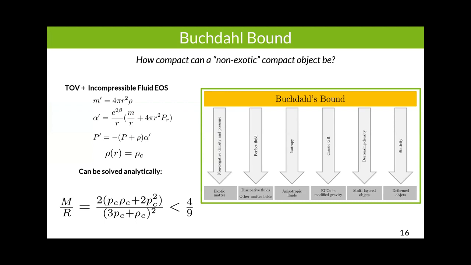So again, this is related to this problem of the Buchdahl bound, right? If you take, for example, the TOV equations with an incompressible fluid equation of state, so constant density, this can be solved analytically, and you get this compactness that we have here, this expression. In the limit where the central pressure diverges, so goes to infinity, you get this Buchdahl bound of 4/9. It's a nice calculation to do.